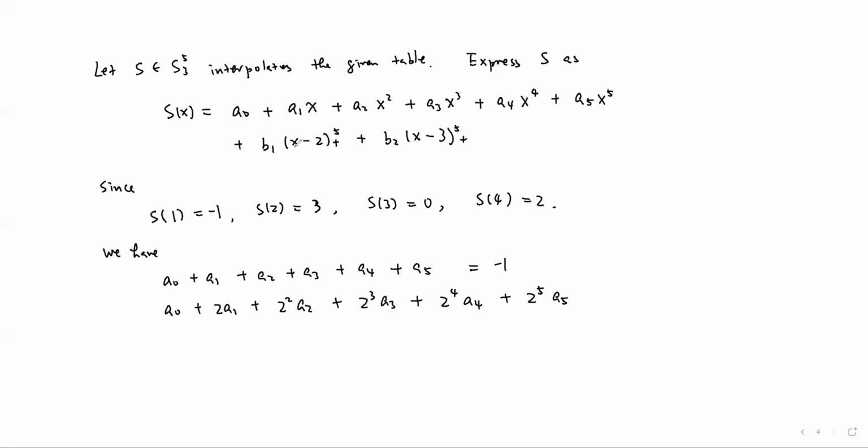How about here? 2 is less than or equal to 2, still 0. 2 is less than 3, 0. So this condition gives this equation, the second equation.